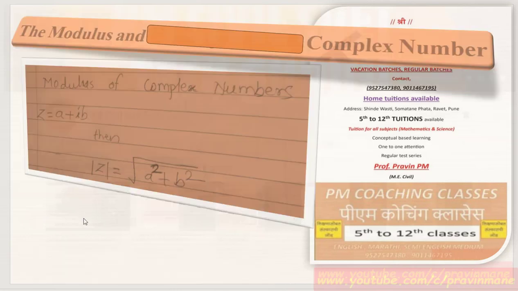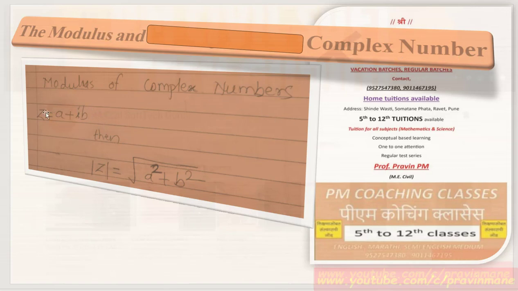Now modulus. As we know, what is meant by modulus? It is the positive real value of any function, known as its modulus. So the positive real value of any function is the modulus of that function. Now we need to find the modulus of a complex number.